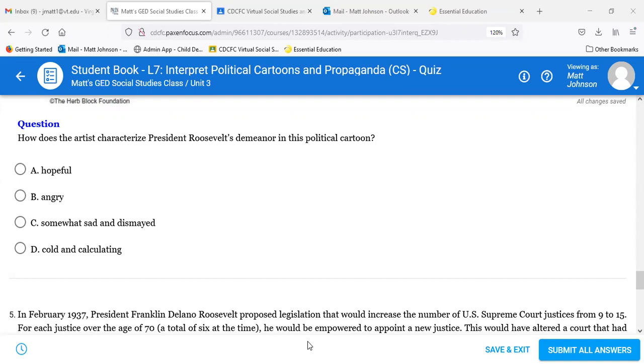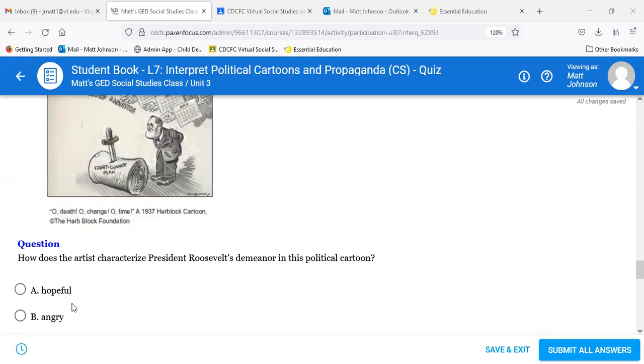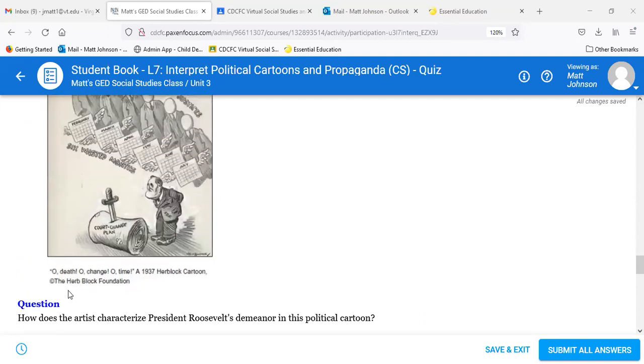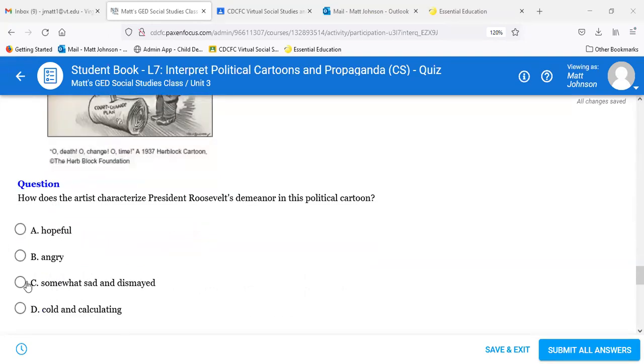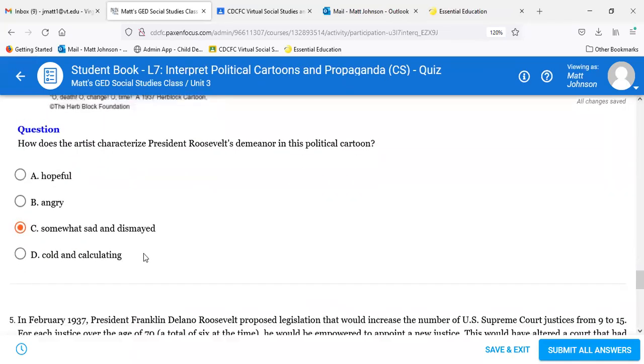I think it's C. Yeah, good job, right? He looks worried, right? He's like, man, this ain't working out for me. So he is sad and dismayed that his attempt to pack the court failed.